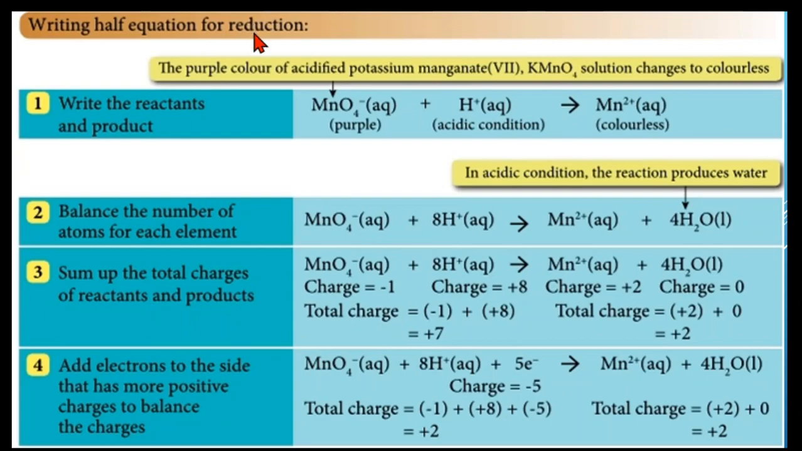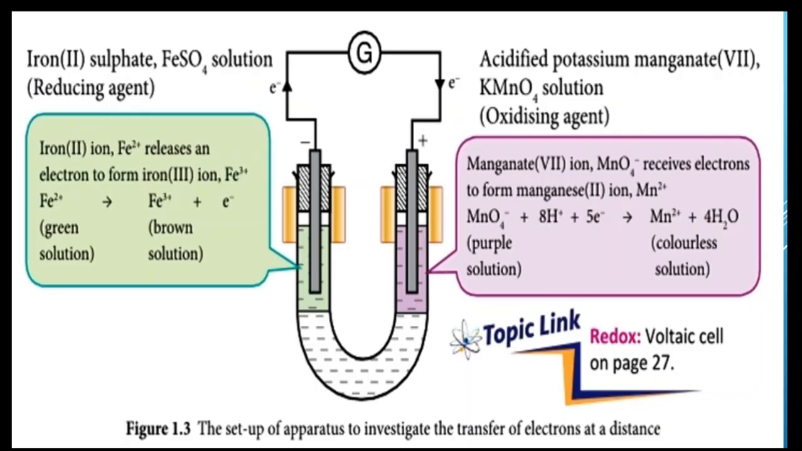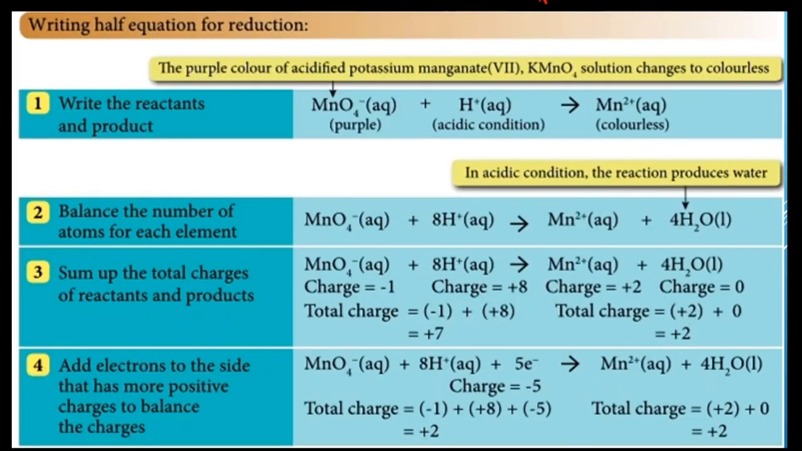How about the reduction? The reduction is the manganate(VII) solution, KMnO4. We take only the manganate, MnO4-. This one is a purple solution. Because it is acidified, it is an acidic condition, so we add H+ here. So what is the product? Manganese(II) ion, from purple becoming colorless.